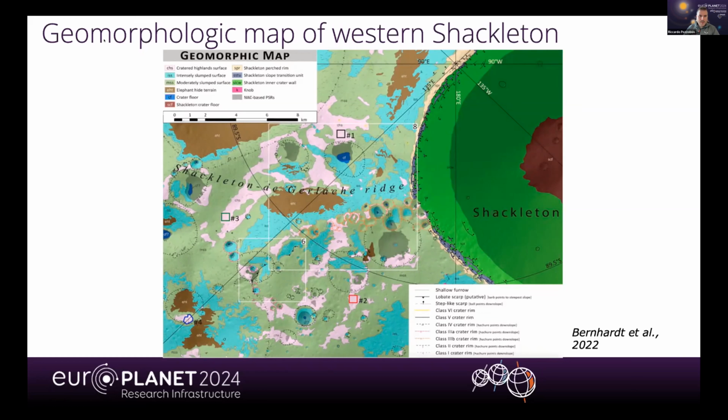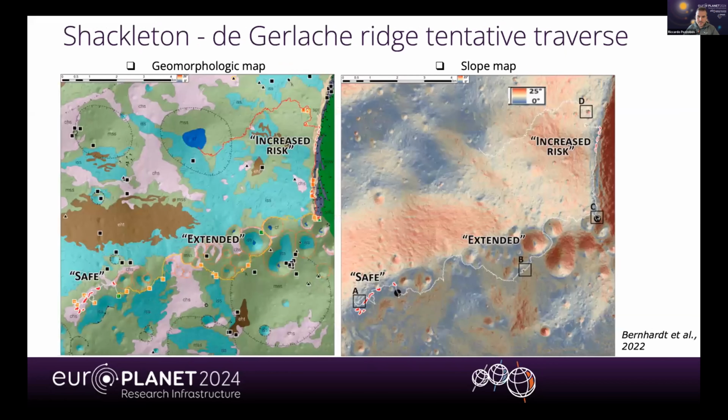Okay. You see that they identified different units: crater highland surface, intensely slumped surface, moderately slumped surface, elephant high terrain, crater floor. This is because they want to try and see if we can navigate and go around the specific sites to peek inside the Shackleton crater, and then also try to collect samples all around this area. And if we zoom in within this particular portion, you can see two things, one close to the other. One is the geomorphologic map again, and one is the slope map.